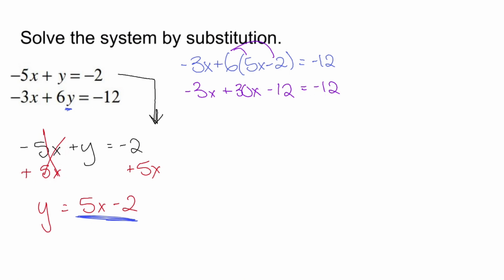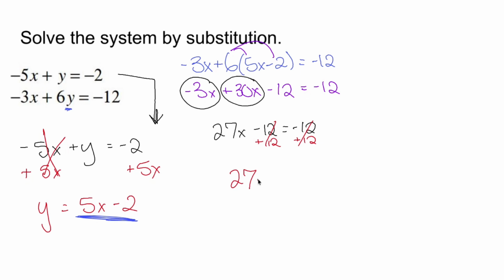Now, combine like terms on the left. Negative 3x and 30x make 27x minus 12 equals negative 12. Now, this is going to be super convenient, and it's going to look like you did something wrong, but you didn't. I have negative 12 on the left. I also have negative 12 on the right. So in order to get rid of negative 12, you add 12 to both sides, and that makes both of you cross out. So 27x is going to equal 0.